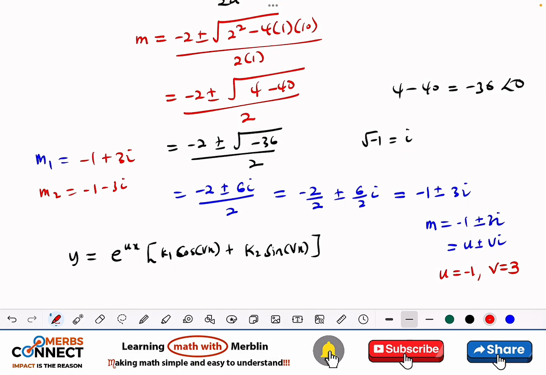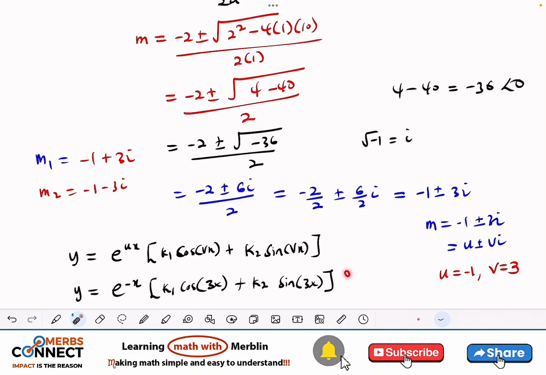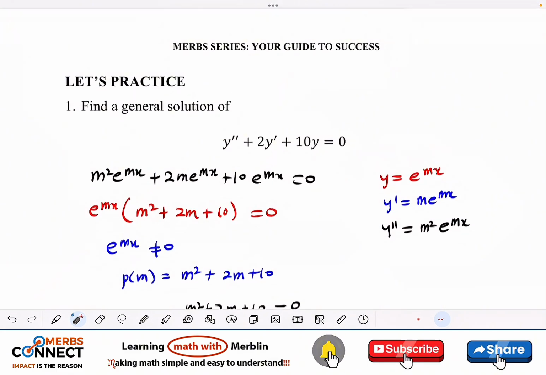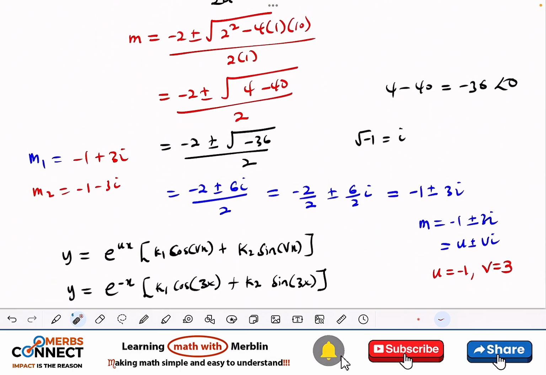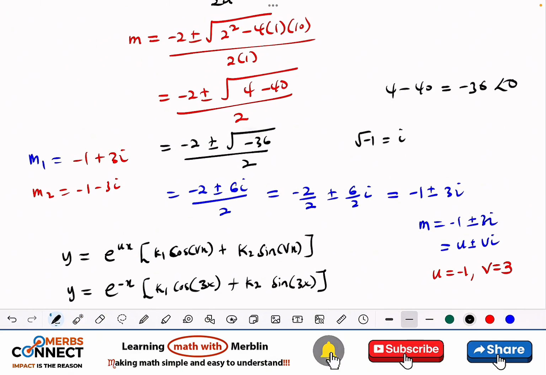Good. So we are going to have y equal to e to the power minus x, times k1 cos 3x plus k2 sin 3x. This is what we are going to get at the end of the question. There is no initial value or initial condition, so this is just going to give us the general solution, and we are done. So that is the general solution.